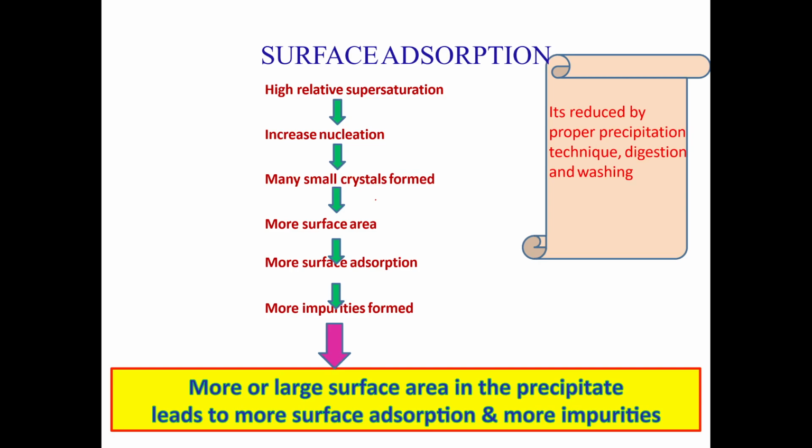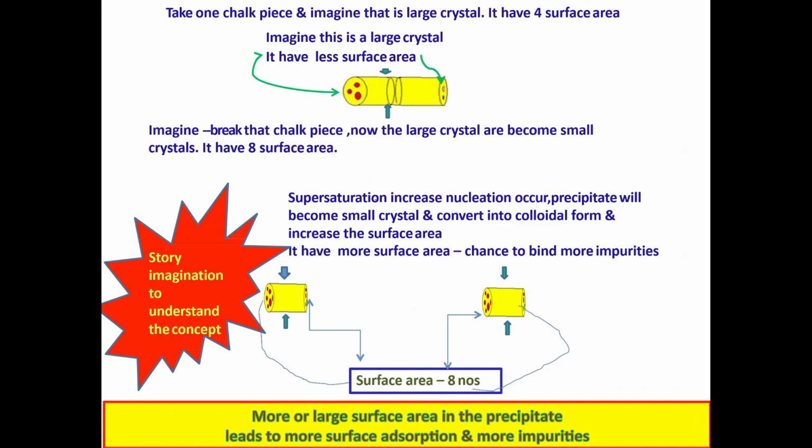That's why we need a precipitate with a low surface area. Low surface area means the particle is bigger. A bigger particle should have a lower surface area compared to a small particle, so the small particle has the high surface area. This surface adsorption problem can be reduced by proper precipitation technique, digestion and washing.